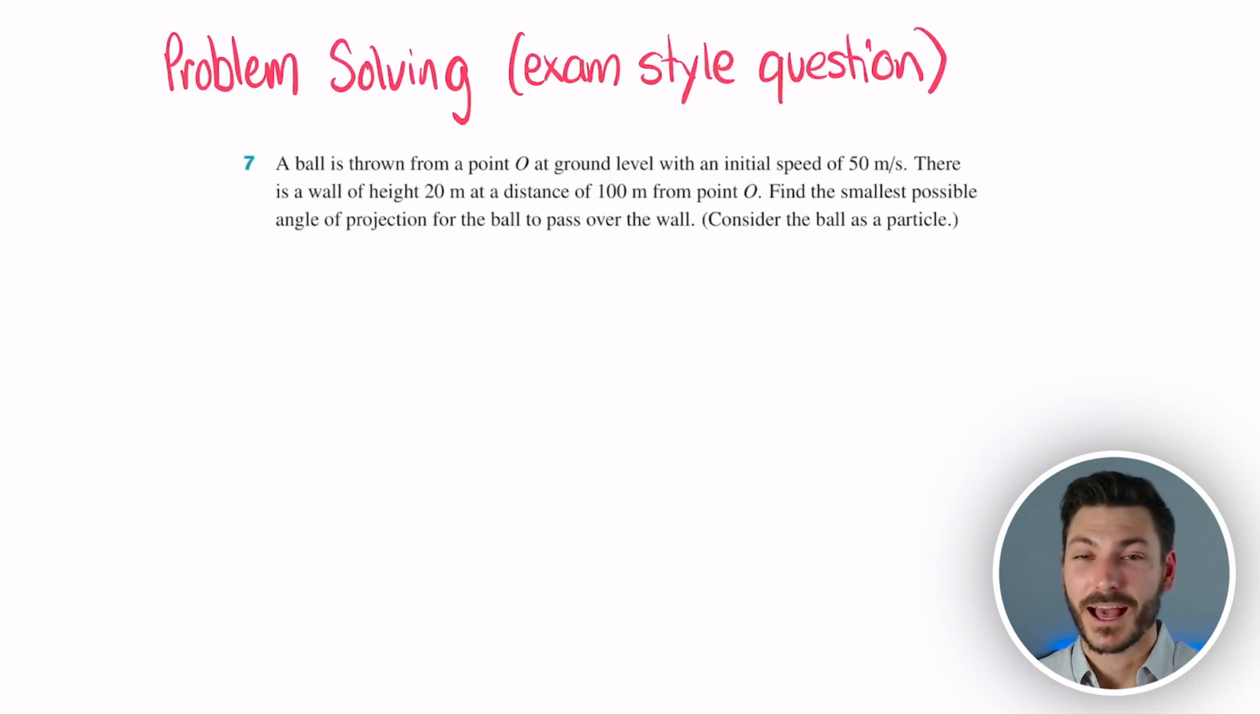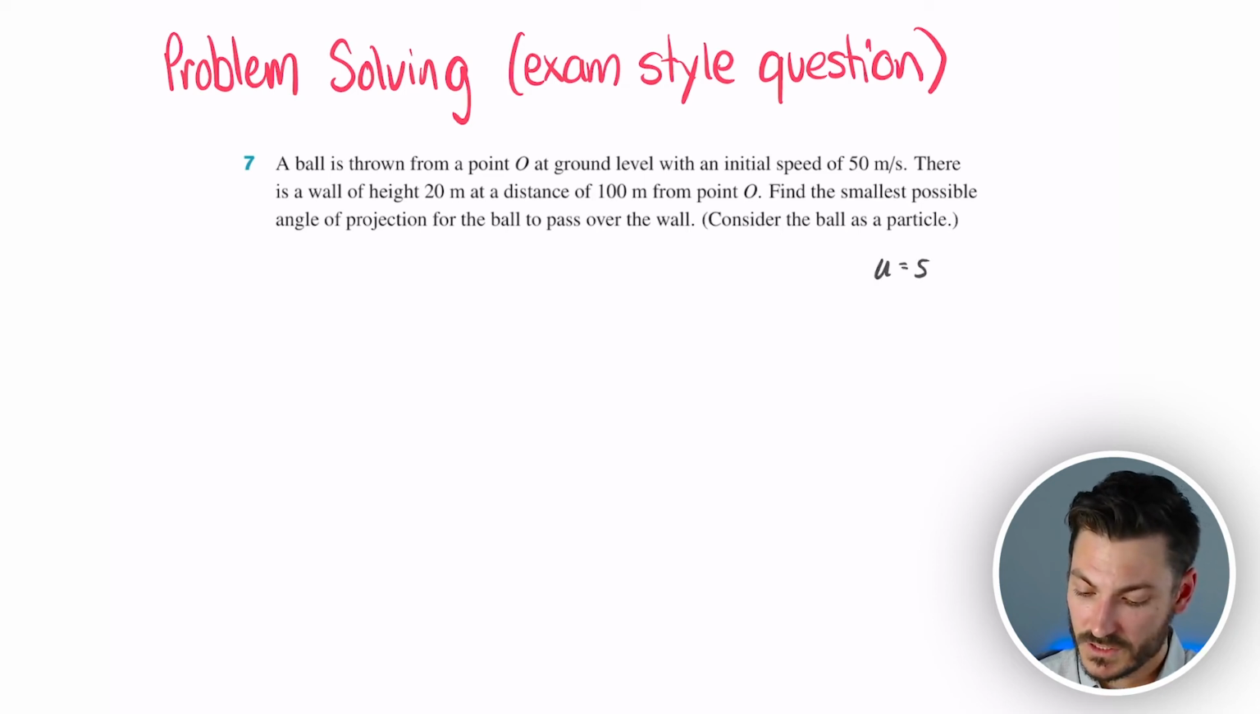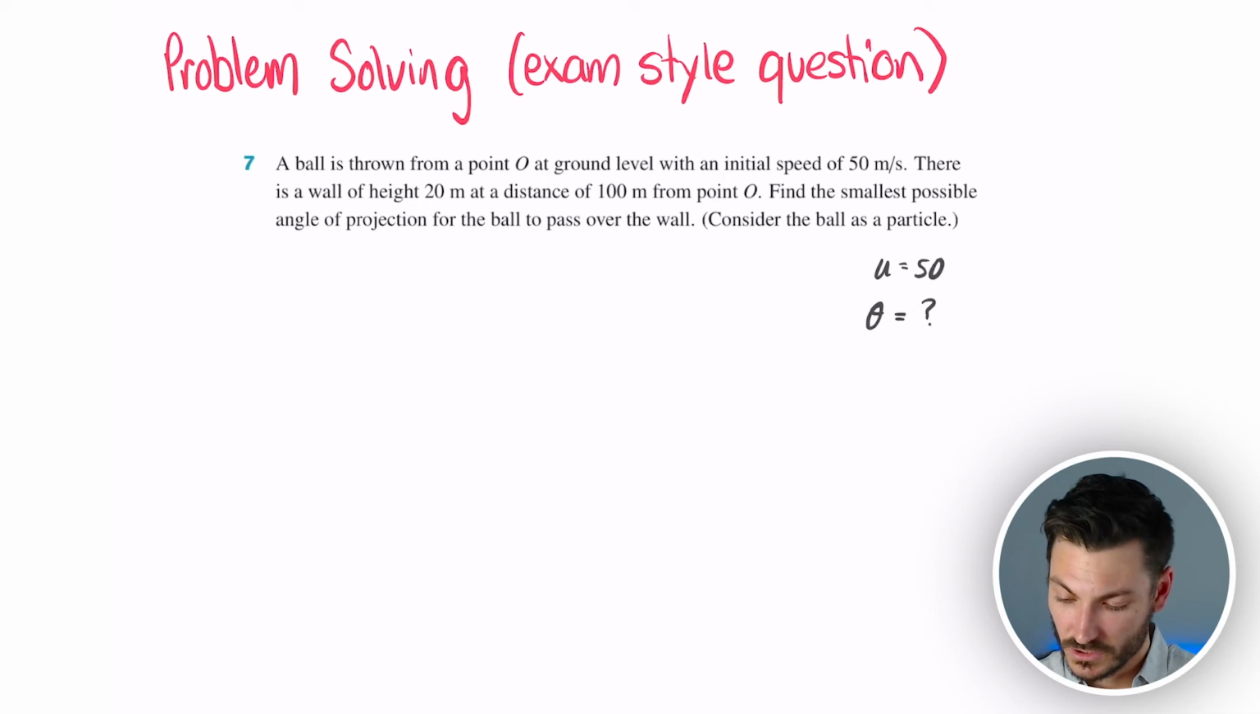Alrighty, and finally, we're looking at a problem-solving type question using projectile motion. So a ball is thrown from ground level, so we know the initial position. Initial speed, we know that's 50, so I'm going to write u equals 50 just to get that out of the way. I know there's a wall of height 20 meters at a distance of 100 meters from the origin, and it wants me to find the smallest possible angle of projection for the ball to pass over the wall. So actually, theta is what we're searching for in this question.